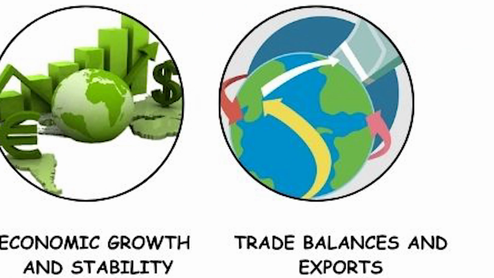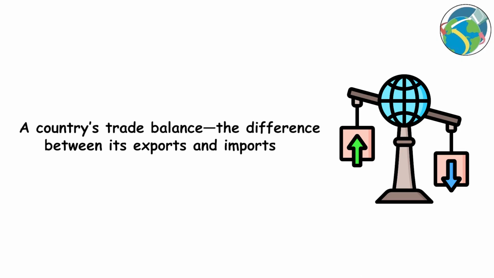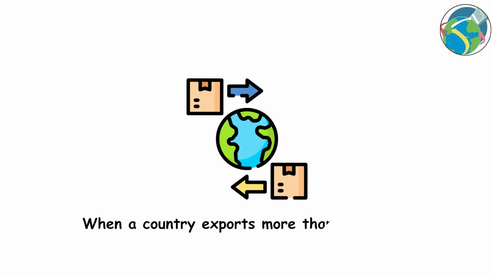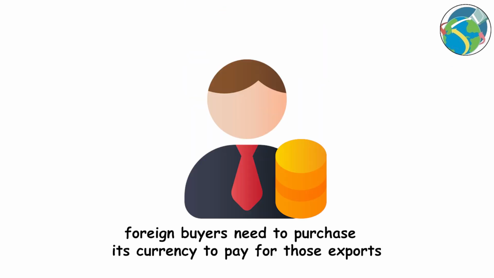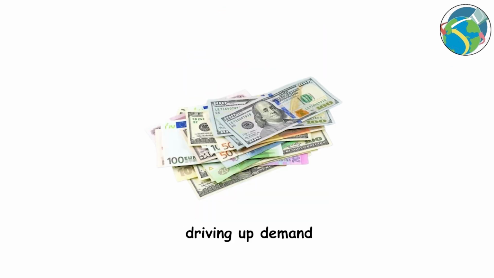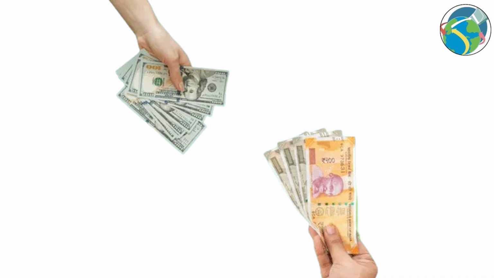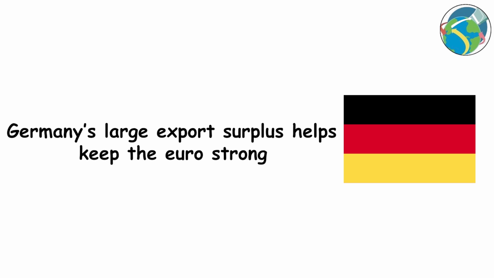Trade balances and exports. A country's trade balance, the difference between its exports and imports, plays a major role in currency value. When a country exports more than it imports, foreign buyers need to purchase its currency to pay for those exports, driving up demand. A trade deficit, on the other hand, means the country is buying more from abroad, which often requires selling its own currency to buy foreign ones, reducing its value. For example, Germany's large export surplus helps keep the euro strong.